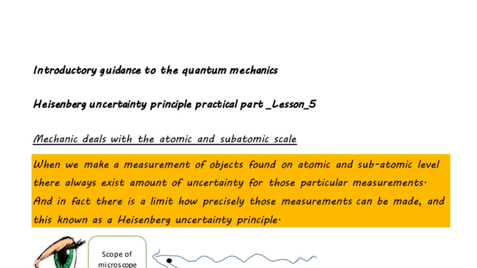So when we make a measurement of objects found on the atomic or subatomic level, there always exists an amount of uncertainty. For the specific quantity that we are looking to find, there is always an amount of uncertainty. In fact, there is a limit to how precisely this measurement can be made, and this is exactly what we mean by Heisenberg. It's about the uncertainty.